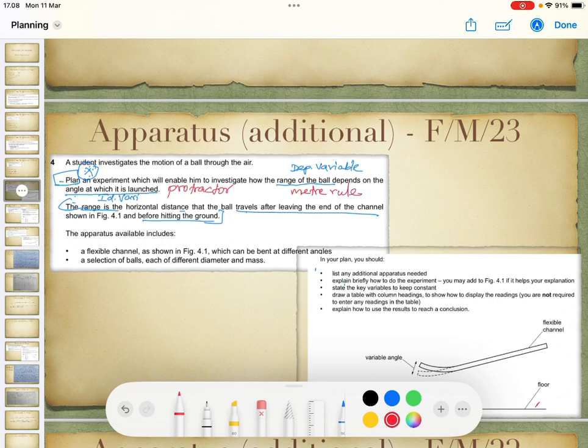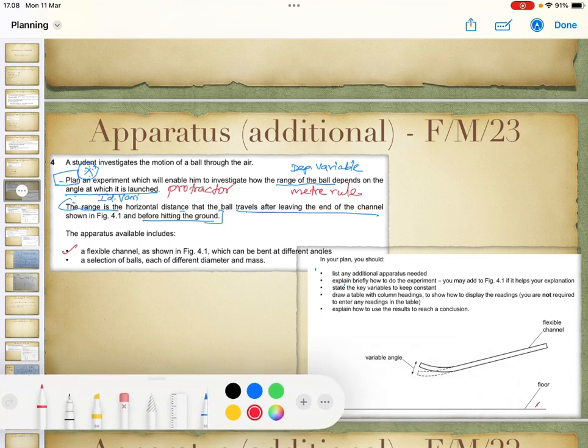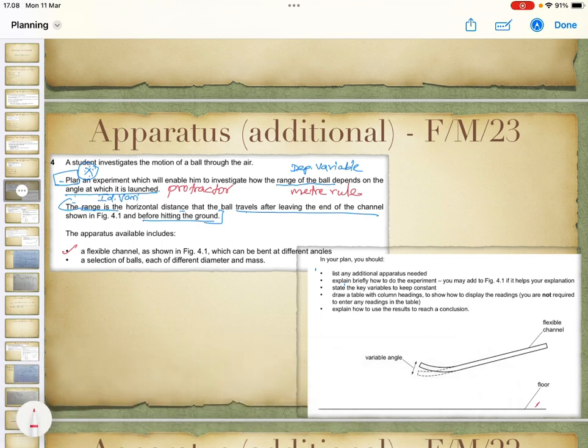Okay, now further, the question says the apparatus available includes only a flexible channel as shown in figure 4.1 on the right side bottom, which can be bent at different angles. Let's say that the bottom edge of the channel is at a height of h1 from the floor, and the top edge of the channel is at a height of h2 from the floor, right? So the bottom edge can be varied for different angles. How do you measure it? With the help of the protractor, right?